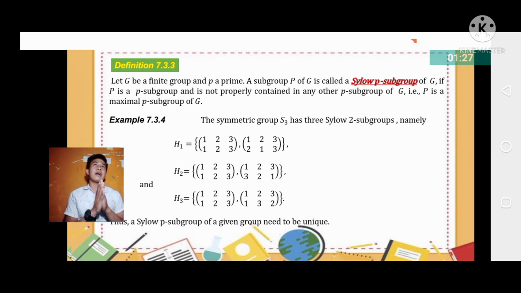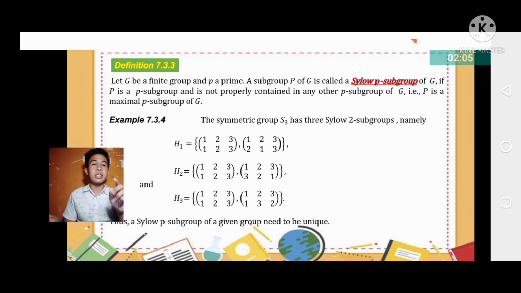So we have 3 factorial ways that we can permute the elements of the set. We have a 3 factorial ways that we can permute the elements. So paunsa ni nga tulo ka subgroup sa paunsa ni nga symmetric group S3, that is our group. Then the symmetric group S3, the permutation group S3 has 3 SYLOW 2 subgroups.